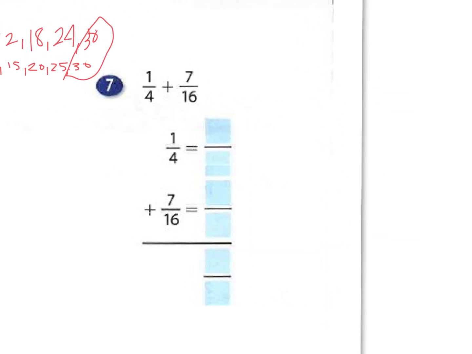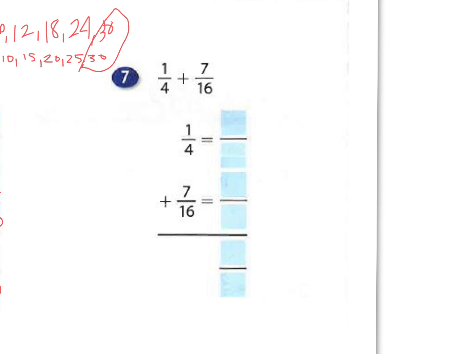All right, last one on this page. We have 1/4 plus 7 16ths. Again, I know 4 goes into 16, so I'm going to keep 7 16ths. I don't want to change both of them. So I'm just going to say 4 times 4 is 16, 1 times 4 is 4. So that makes it pretty simple. Then I can add 4 plus 7 is 11, and then 16ths is on the bottom for the denominator.